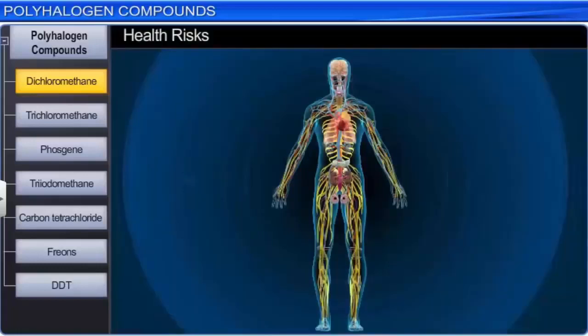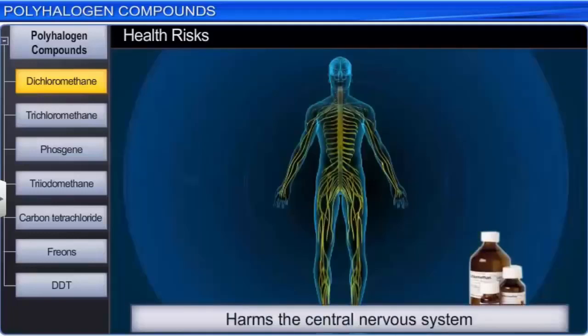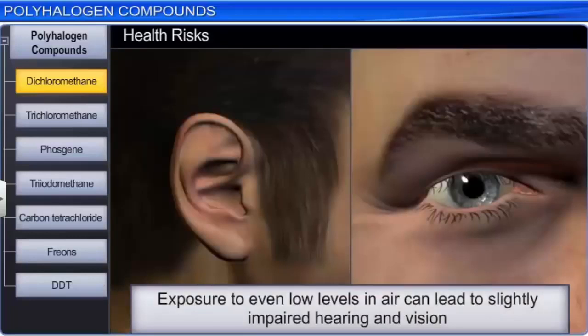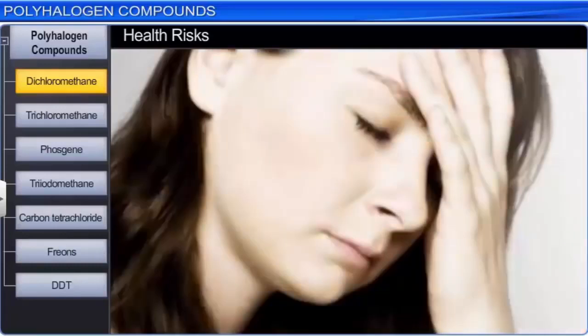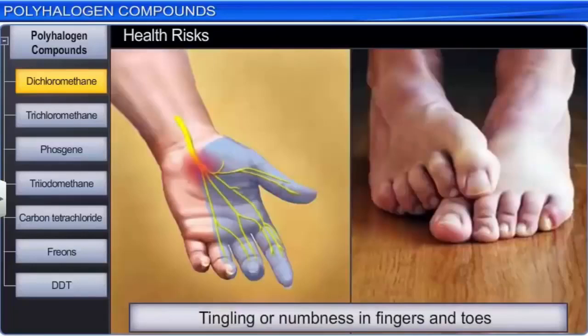There are some very real human health risks associated with exposure to dichloromethane. It harms the central nervous system. Exposure to even low levels in the air can lead to slightly impaired hearing and vision. Exposure to higher levels in the air may cause dizziness, nausea, and tingling or numbness in the fingers and toes.